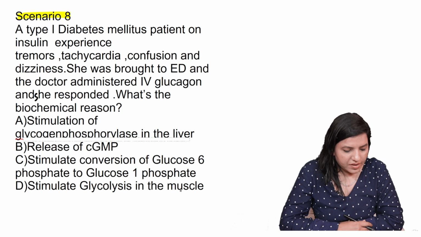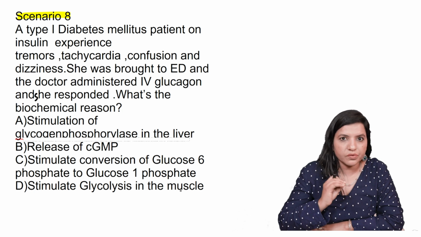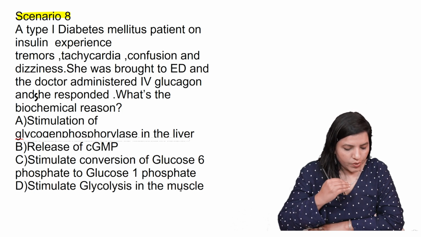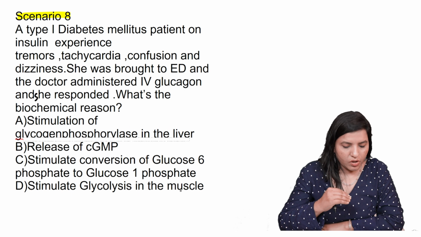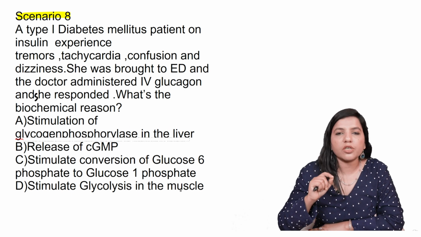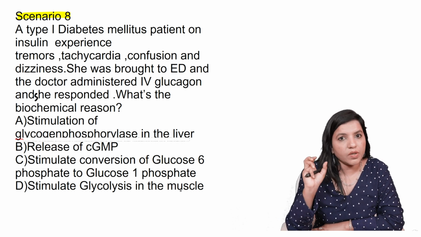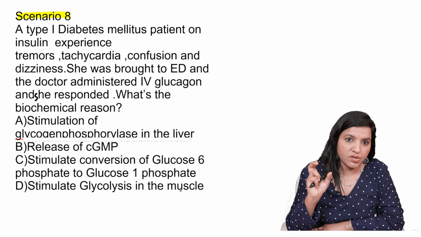The next question is, a type 1 diabetes mellitus patient on insulin experienced tremors, tachycardia, confusion, and dizziness, and she was brought to the emergency department and the doctor advised IV glucagon and she responded. What is the biochemical reason for this? So, something which is activated by IV glucagon. What is it? That is the question here.